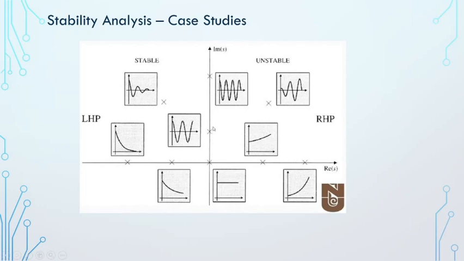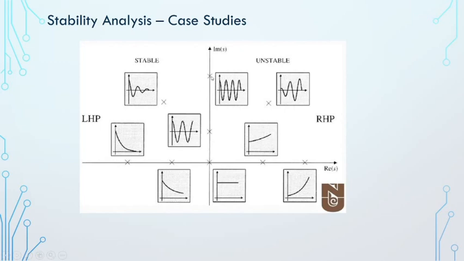But then there's another issue here. What if you have a pole on the imaginary axis? Now, when you have a single pole or two poles on the imaginary axis, your system is marginally stable, as you can see here. In a lot of cases, you can actually have mirrored poles. That is, you can have one here and one here.